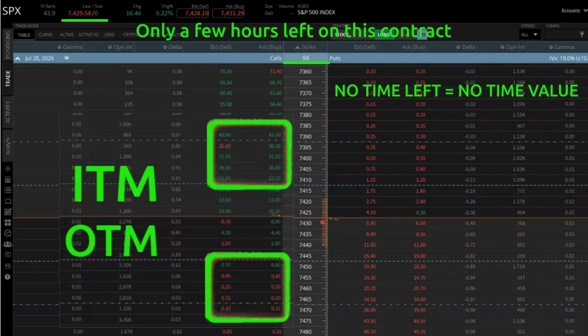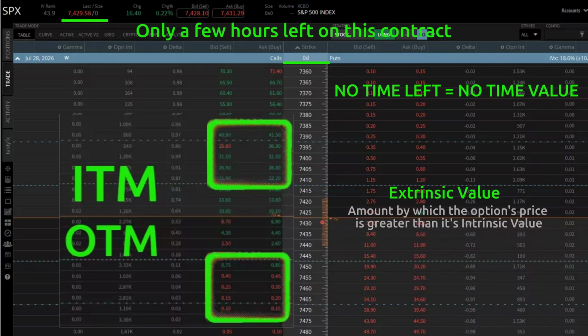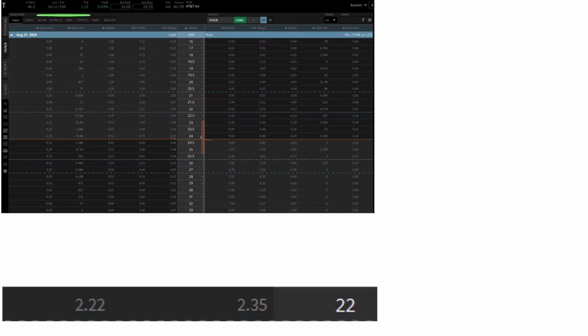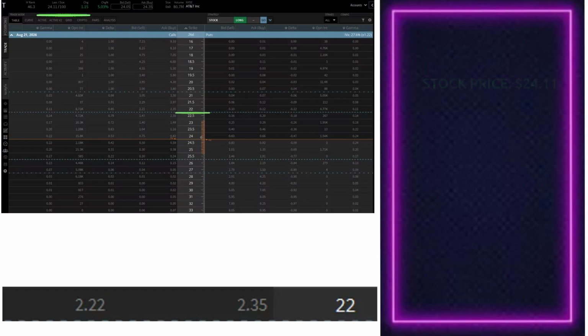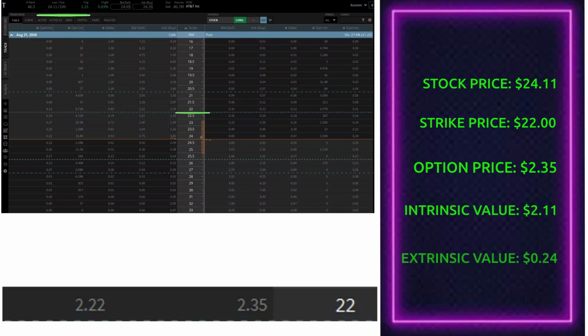Okay, so that may have sounded a little confusing, so let's look at a quick example. Remember, we mentioned that these options that expire today don't really have any extrinsic value. So let's again go back to the options with 26 days left. We'll use AT&T for this example. The ticker is T. Check out the 22 strike call option with 26 days left before expiration. The price of this option is $2.35 and the current stock price is $24.11. So this 22 strike call option is $2.11 in the money. Its intrinsic value is $2.11 and the extrinsic value is just whatever is left over. In this case, the extrinsic value is 24 cents.